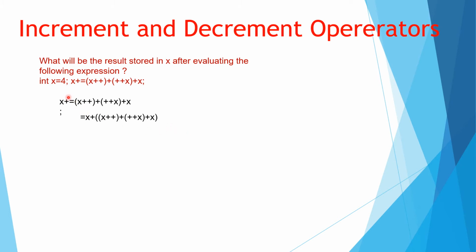x is 4 in the beginning, so x plus is 4 plus. And x++, that means it is a postfix. First you will use it and then you will change the value of x. x will become 5. And after that ++x, that means prefix. First we will change it and after changing we will use it in the expression, 4 plus 6. And this is a simple x, so the last value of x will be taken. That means the answer is 4 plus 6, 20.